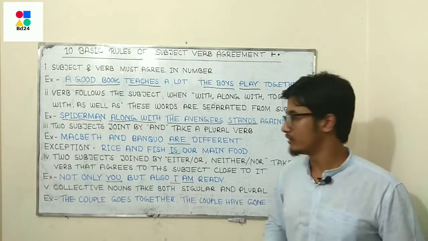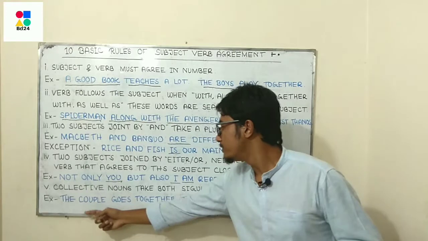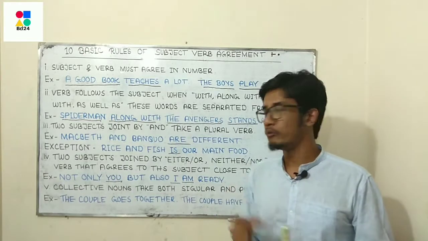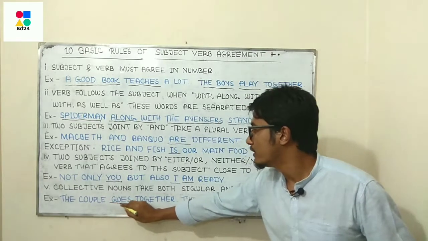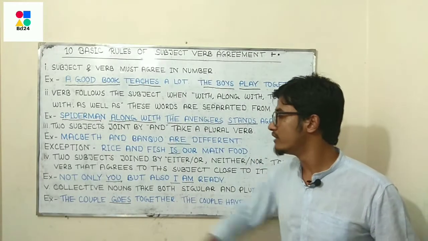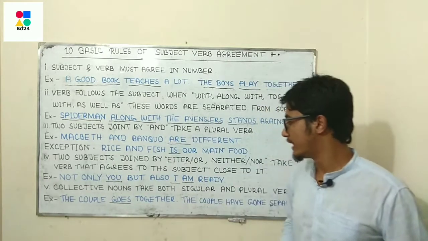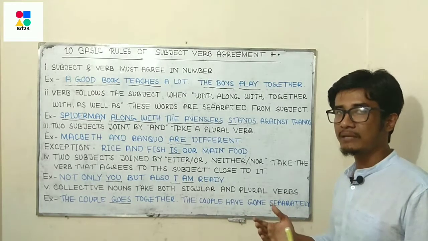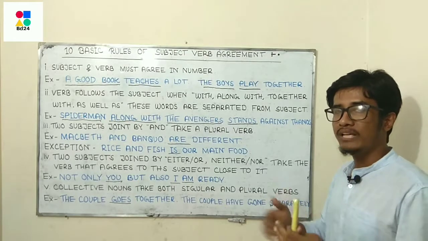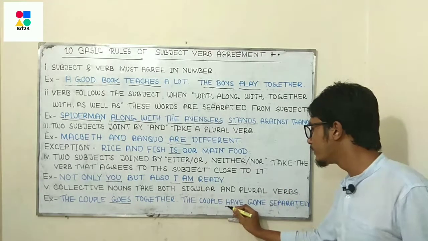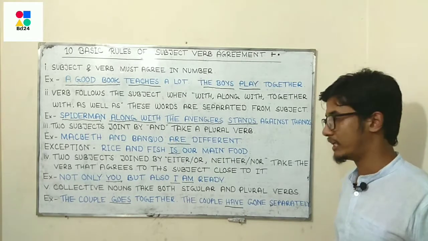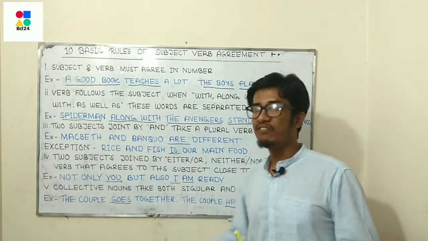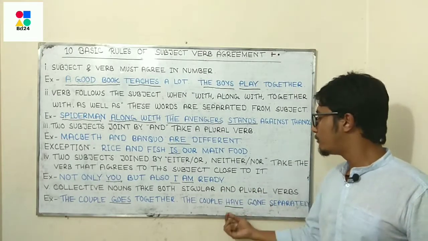The example here that I have written: the couple, it's a collective noun. The couple goes together. Here they are doing something together, and that's why they are one unit. As one unit, the verb will be singular: goes. And in the second sentence, the couple have gone separately. Here they are not doing it as one unit, but differently, and that's why the verb will be plural. So you see, if collective nouns work as a team, the verb will be singular, and if the collective noun members work differently, the verb will be plural.